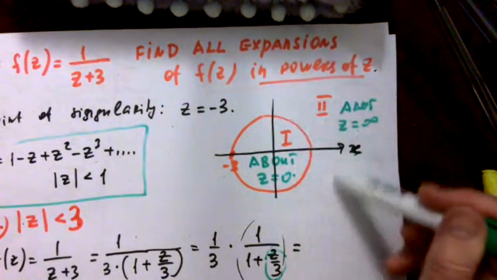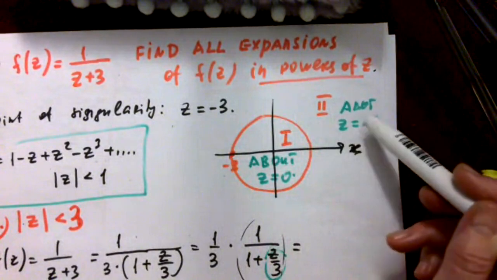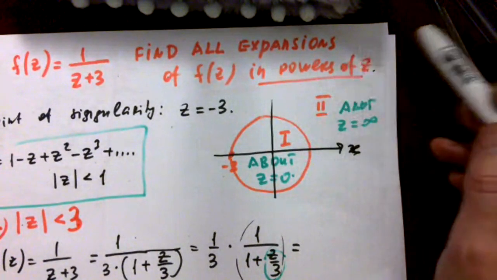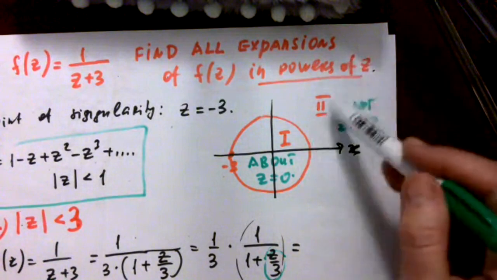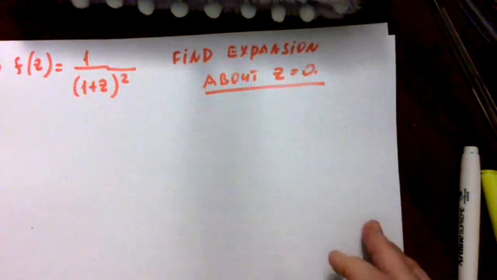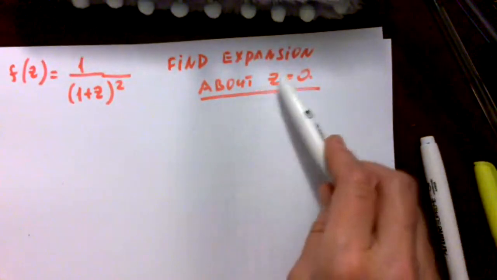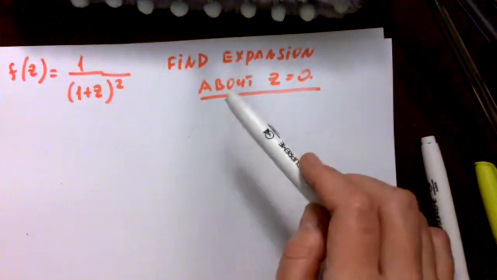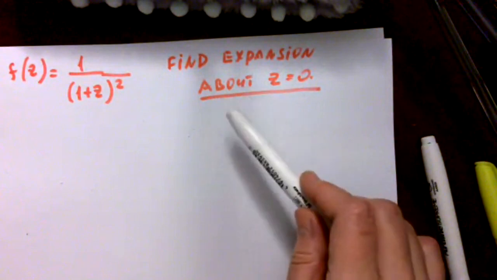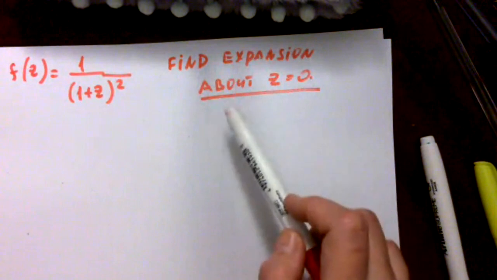But if you're outside the circle, if you're interested in this area, it could be called an expansion about z equal to infinity, because infinity is somewhere very, very far, in the external area of the circle. Okay, so theoretically we could actually do several expansions, maybe two expansions, but we are asked to write down only one.